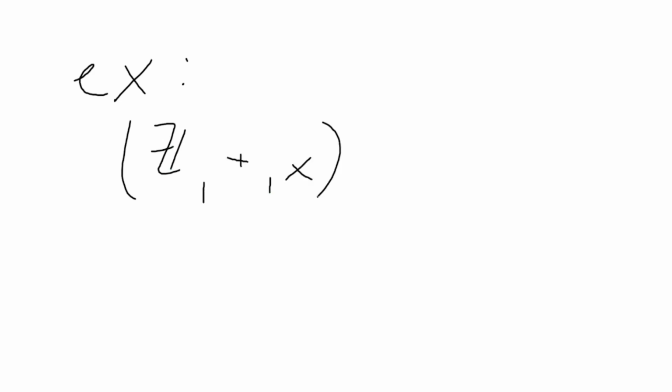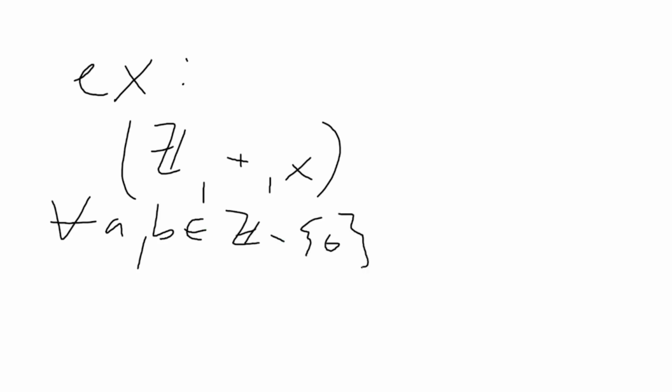So let's clear this. And as examples, we can give, for example, Z as a ring, because for any A, B that are not 0, or let's say for any A, B in Z except 0, we have that AB is not equal to 0. That applies to Z.